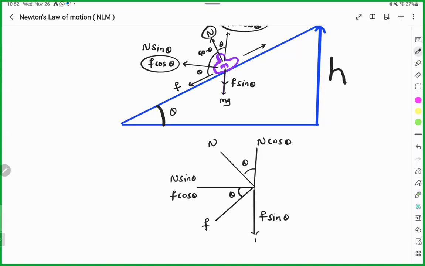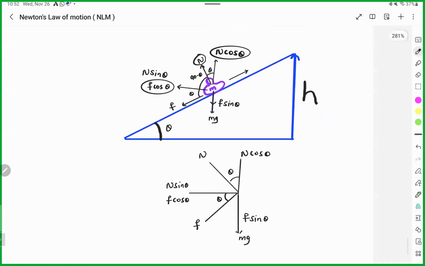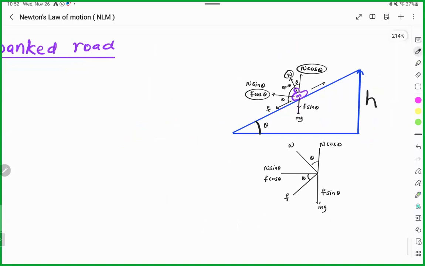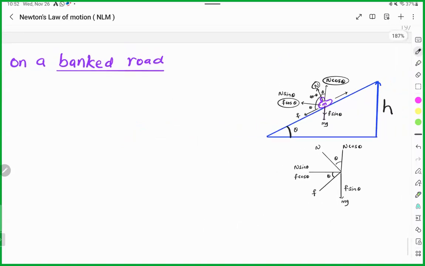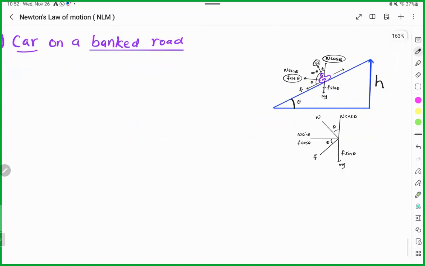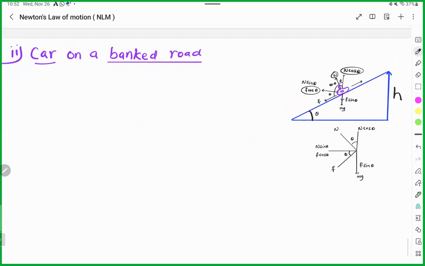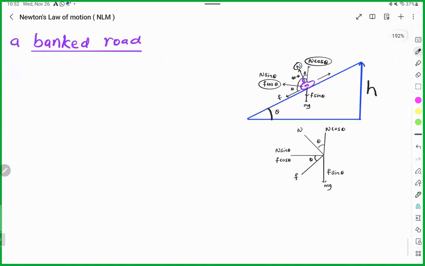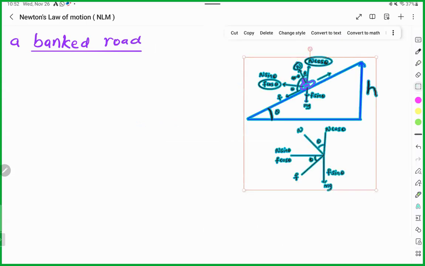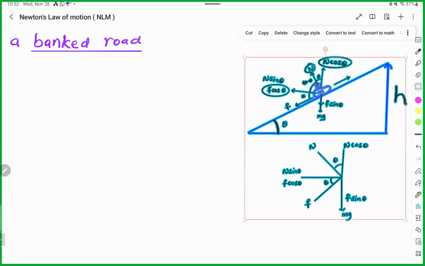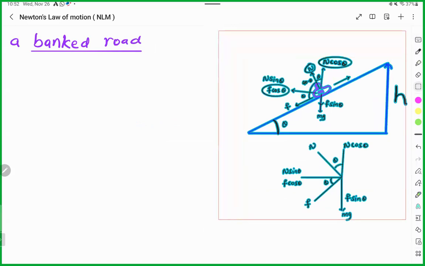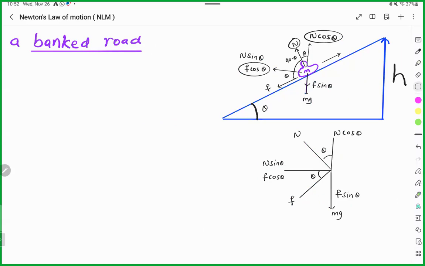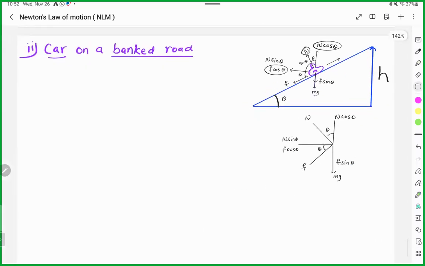And you know mg is always acting in the downward direction. Right? So if you are able to understand this perfectly, now, let me enlarge this a bit. Better.